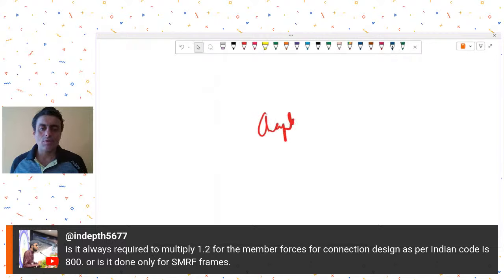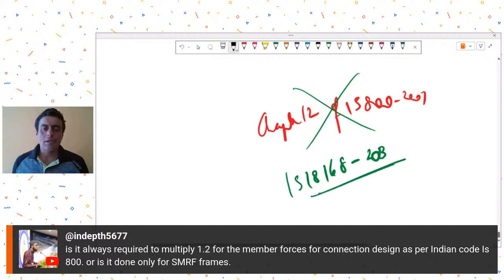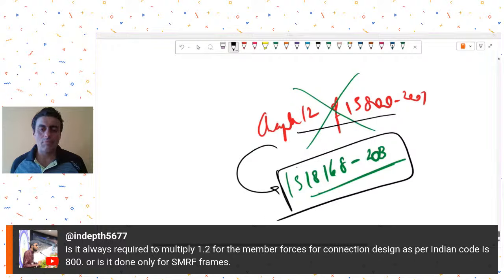So don't refer to chapter 12 of IS 800 now, because it has been superseded by 18168, which again will be superseded by an upcoming code IS 13920 some part. I don't remember the part number. So do not refer to chapter 12, refer to this. They have given you appropriate procedures for connection design for whichever system you have incorporated.